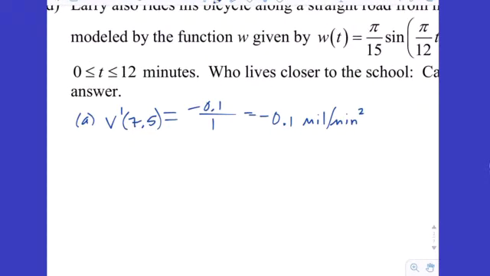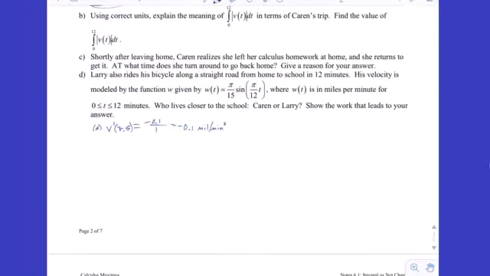That also means, by the way, that her velocities are decreasing by 0.1 miles per minute each minute. Remember that? They might ask you sometimes to interpret that. So at t equals 7.5 minutes, her velocities are decreasing by 0.1 miles per minute each minute. They didn't ask you to do that here.